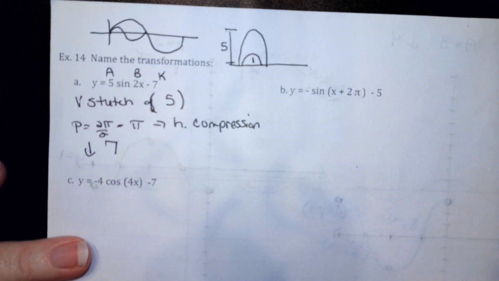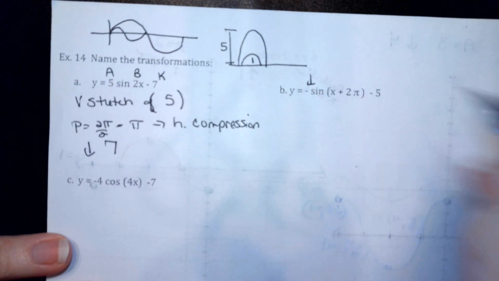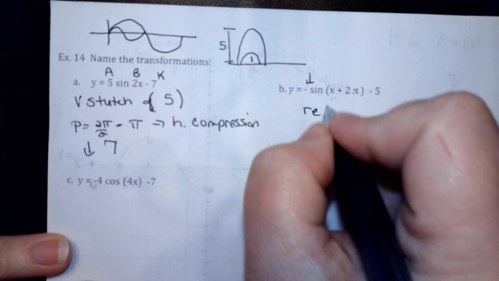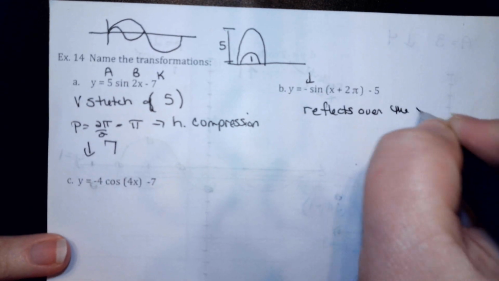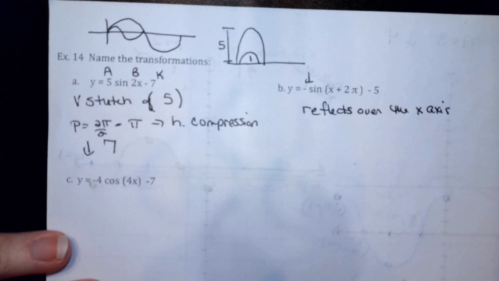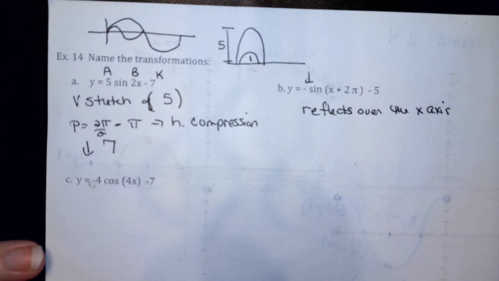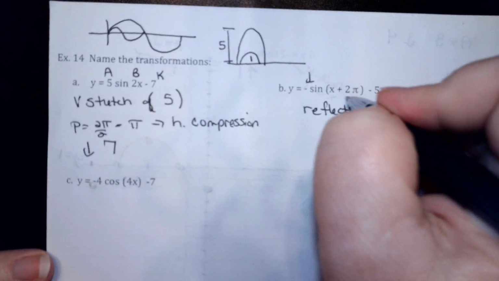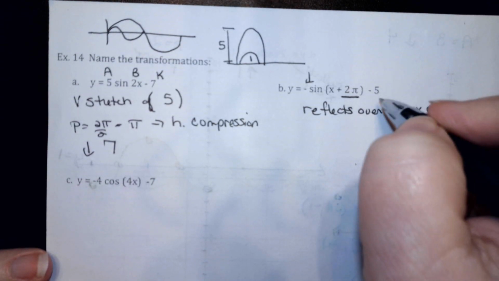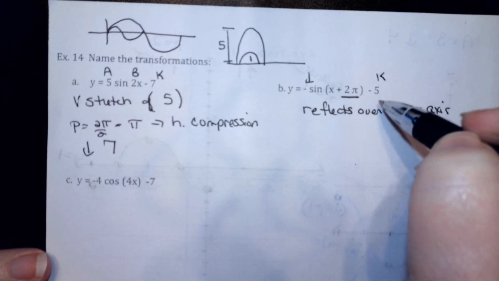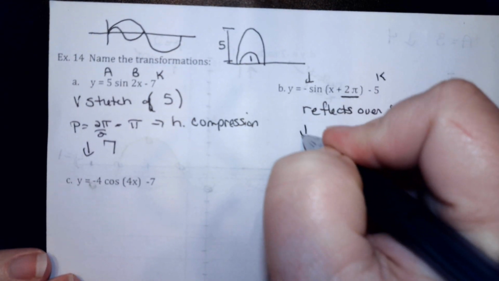All right, for part B, I see that negative right there, so that lets me know it reflects over the x-axis. All right, I see I've got something behind the x this time inside the parentheses. We'll come back to that in just a second. Let's get the easy part out of the way, the k. All right, the k is a -5, so that means it goes down 5.